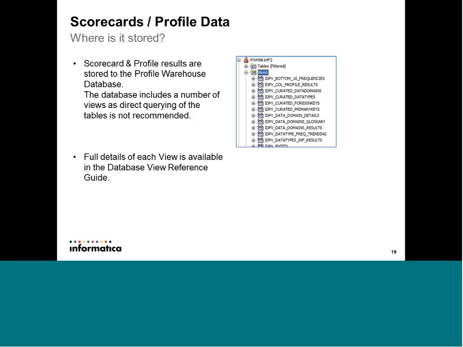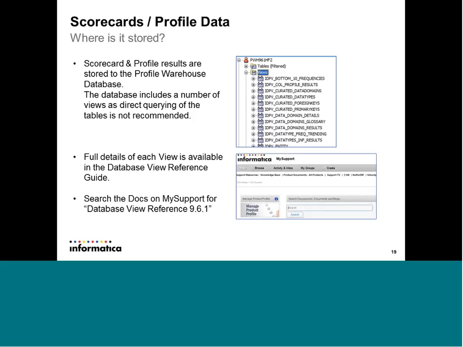So the full details of each of these views are available in the database view reference guide, and your best option for that is to simply search the docs on the Informatica Support portal for database view reference, and you can put in your version. So 9.6.1 will get you that version, obviously, and that would have all the information on the profile warehouse views and the model repository views. So it's a useful document if you need to gather any information from the Informatica databases. It's probably your first port of call.